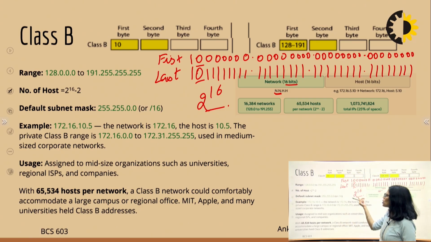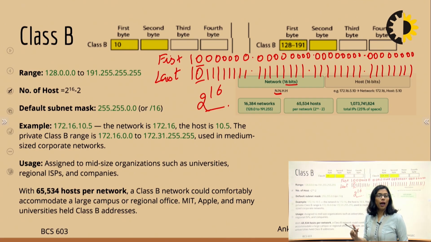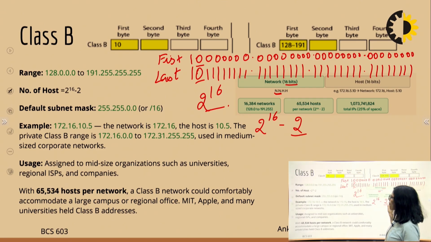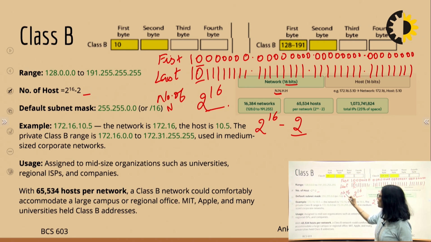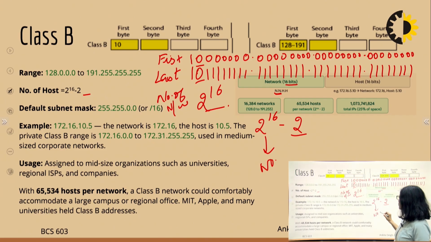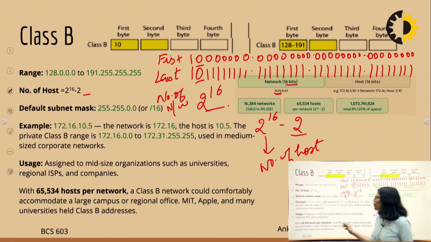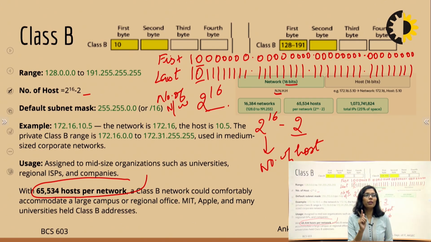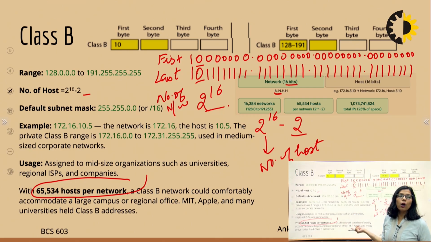fixed, so 2 raised to power 16, because 2 bytes are representing the network. So the number of networks possible is 2 raised to power 16, and the number of hosts is 2 raised to power 16 minus 2. Minus 2, why? One is for identifying the network, and the other is for the broadcast. So this is my number of networks and this is my number of hosts. Here we have 65,534 hosts per network. In one network, I will have 65,534 hosts. So a class B network comfortably accommodates a large campus.